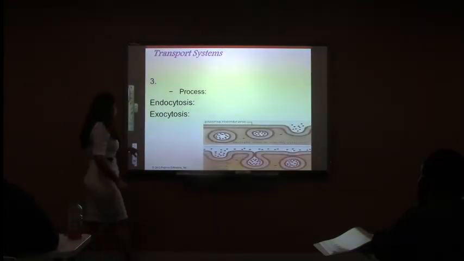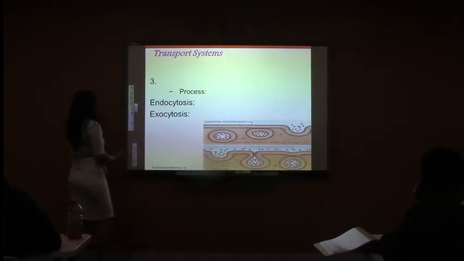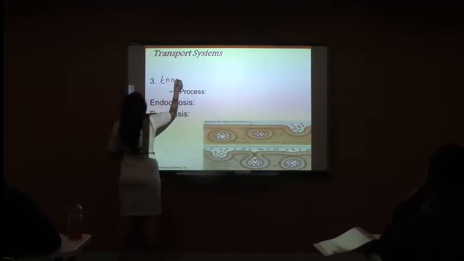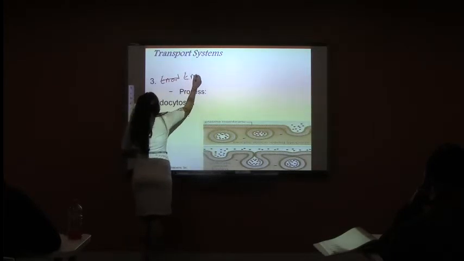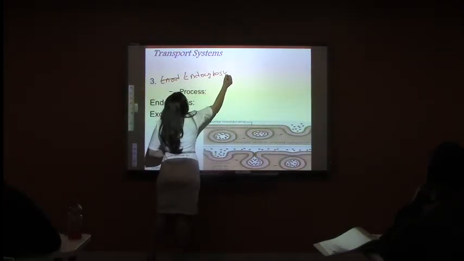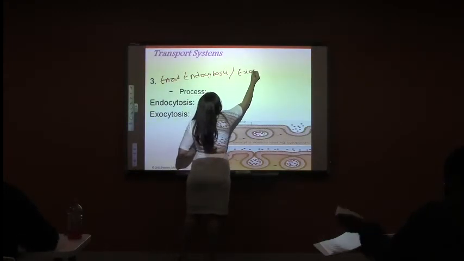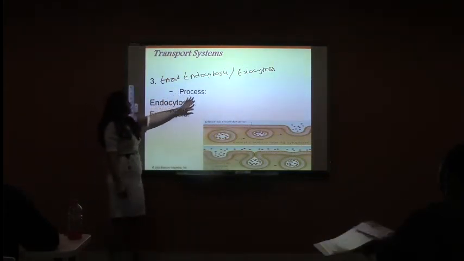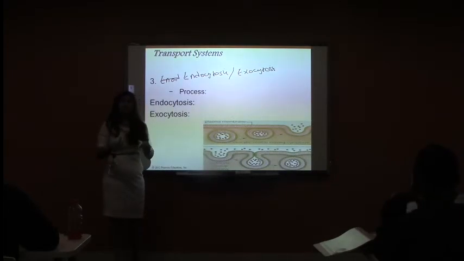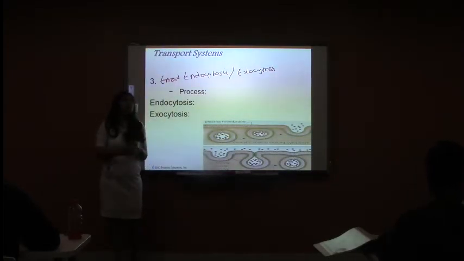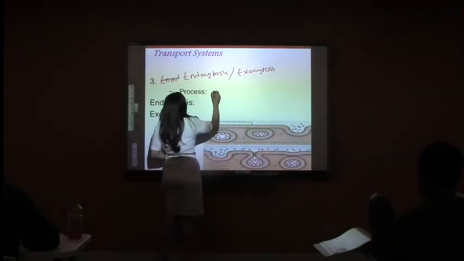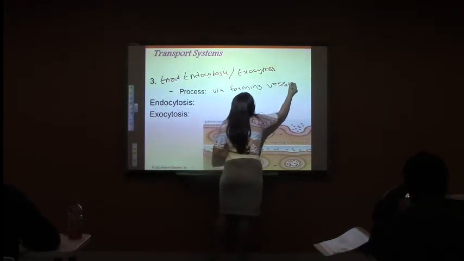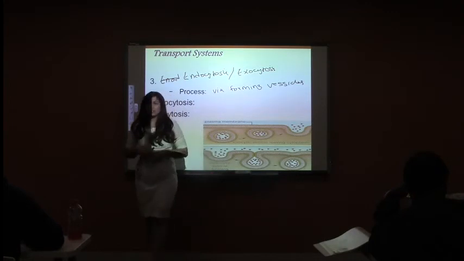Okay, now the third type is endocytosis, or exocytosis. Endocytosis or exocytosis, it's basically a process where a bunch of material is being transported at the same time via forming vesicles. Think of vesicles as little packages, parcels. Okay?